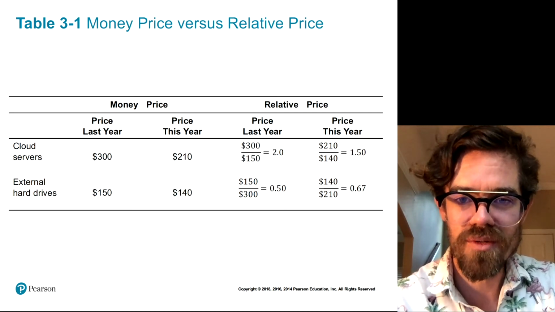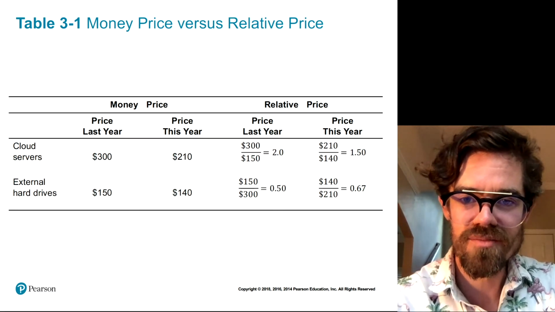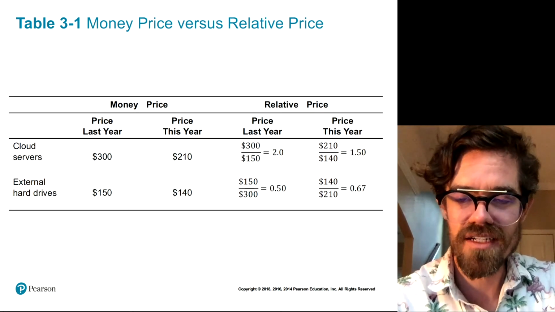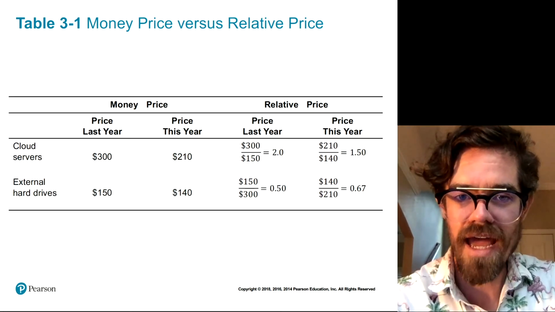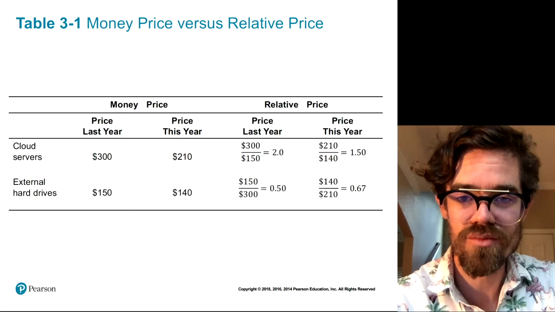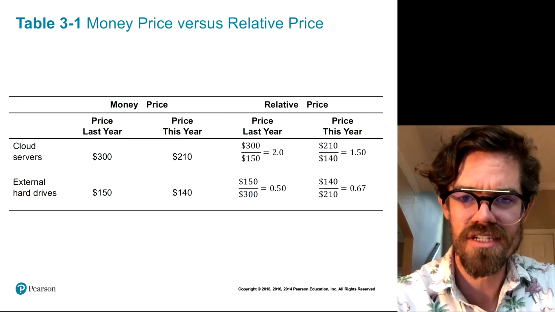Just real quick, I'll go over one more example, the relative price of external hard drives last year. In that case, since we're looking at the relative price of hard drives, we take the price of hard drives and divide it by the price of cloud servers. That gives us 1/2 of a cloud server as the cost of 1 external hard drive, right? So the relative cost of 1 external hard drive is 1/2 of a cloud server. Look at these other examples for price this year and use it as practice.